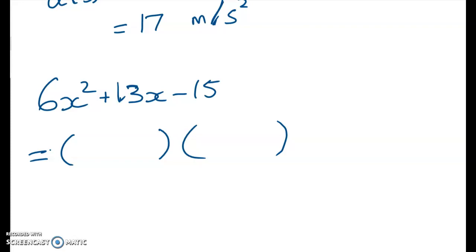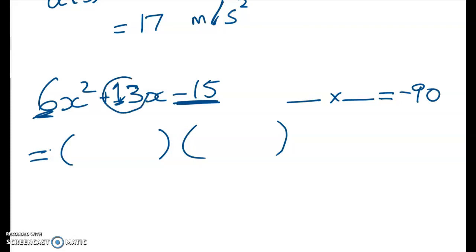So there are a couple of ways to do this, but the way that I like the best is using grouping, where I take the coefficients. I've got the 6 and the -15, and multiplied together, they give me -90. And then I look at the number in the middle, which is the 13, and I need two numbers that add together to give me 13.